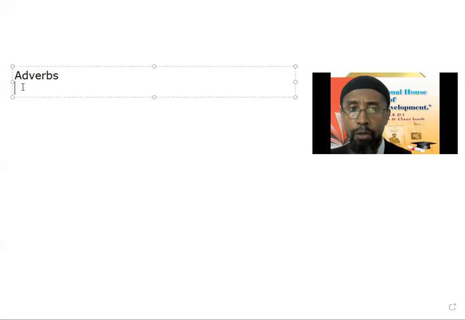All right, and first let's talk about the reason why it moves to 5 different places, okay? So an adverb can describe an adjective.